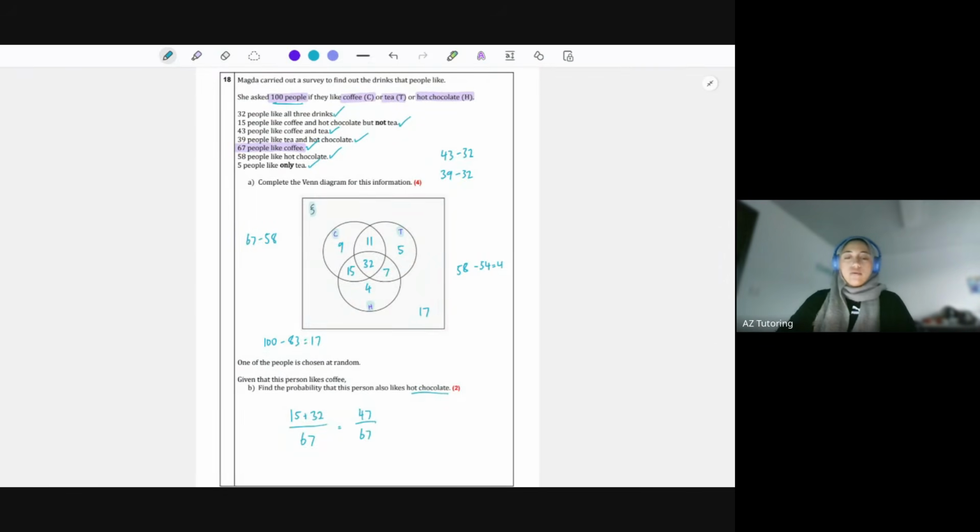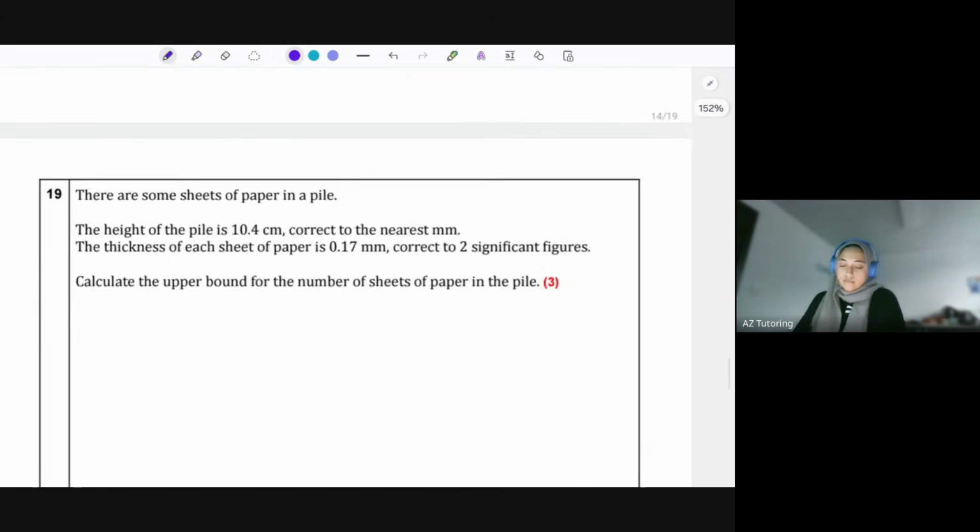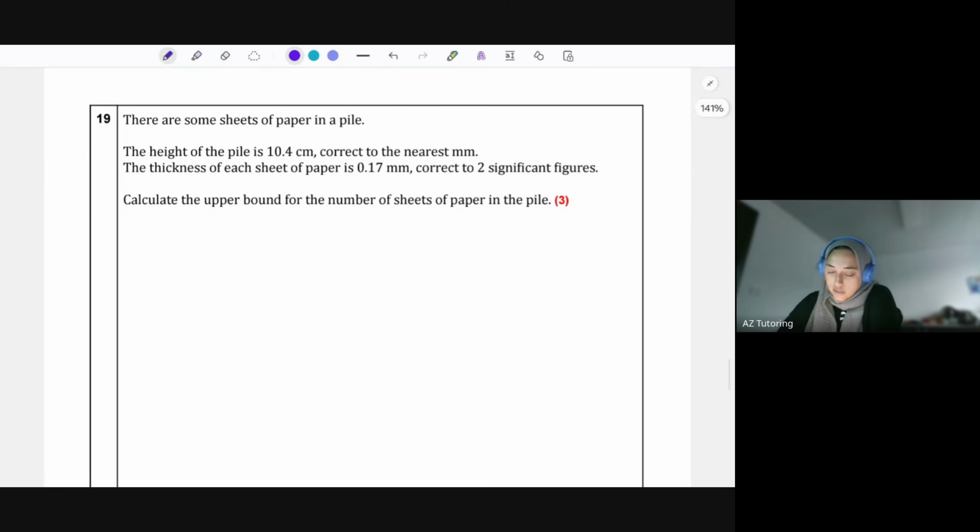Let's move over to question 19. Okay, there are some sheets of paper in a pile. The height of the pile is 10.4 centimeters correct to the nearest millimeter. So straight away I know that this is a bound question because of that keyword nearest. That's a big clue that it would be a bound question. The thickness of each sheet of paper, so we'll just highlight, we've got height and thickness. The thickness of each sheet of paper is 0.17 millimeters correct to 2 significant figures.